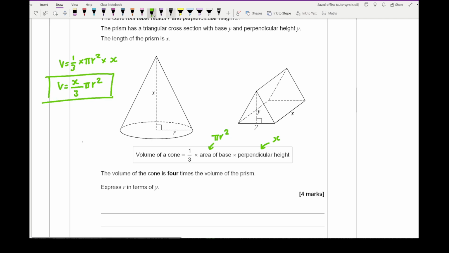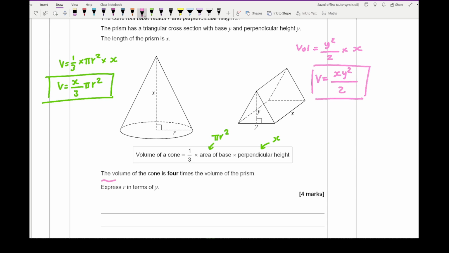Then to work out the volume of a prism, it's the cross section multiplied by the length. So the volume of the prism is equal to the area of the triangle, which is y squared over 2, multiplied by the length, which is x. So if I then simplify all of this, I get the volume. Let's just write V equals xy squared over 2, and let's put a little box around that.